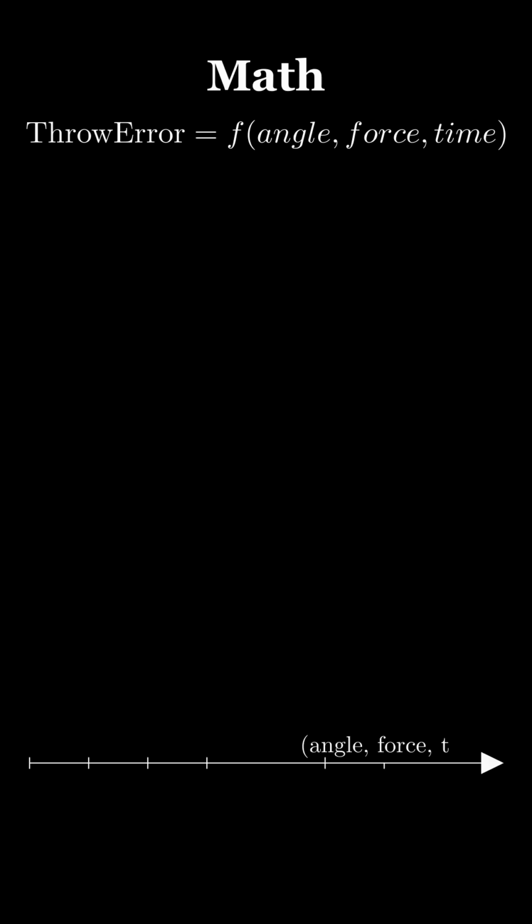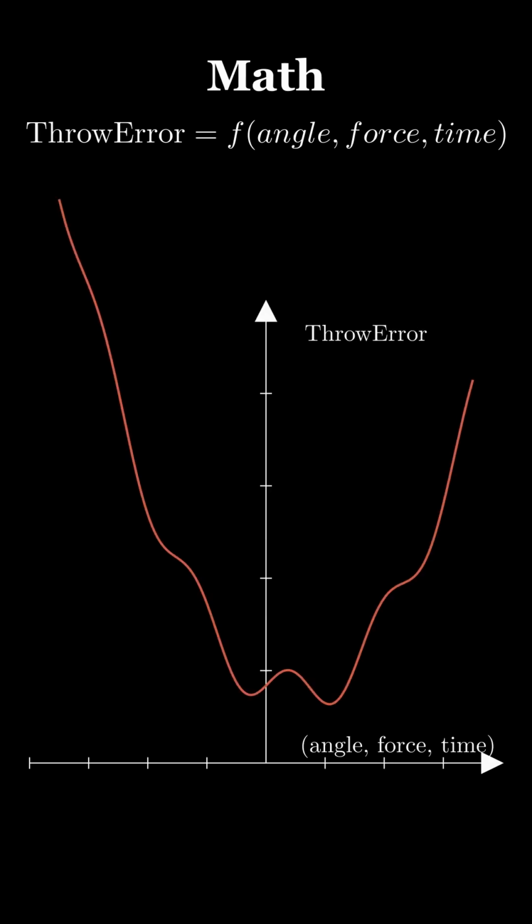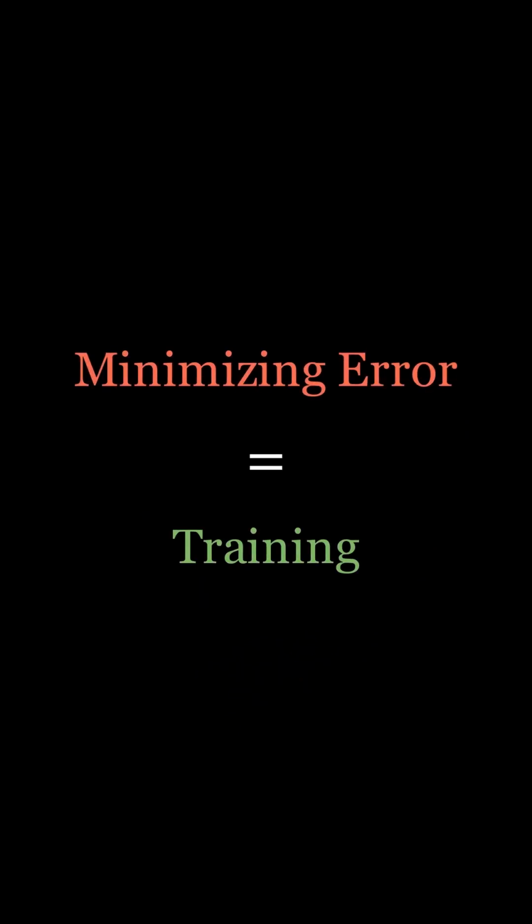If you write that as a math, then your miss, your error, is actually a function of angle, force, timing, etc. And your goal is to minimize this error function. And derivatives or gradients tell you which way the error goes down. So finding the minimum of the error function is what we call training.